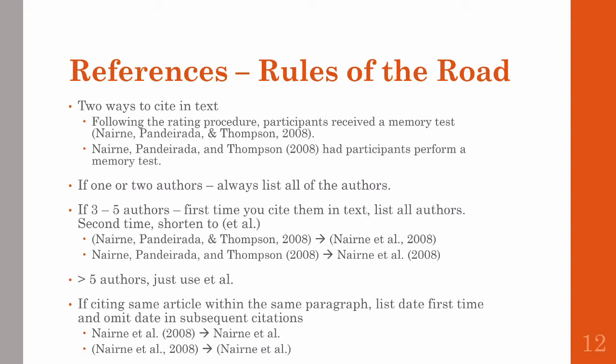If the paper you're citing has 6 or more authors, you just go straight into using et al. One last note about citations in text: if you are using the same citation within the same paragraph, you only put the date on the first one, and then all subsequent citations within that same paragraph, you would just omit the publication date. Then in the next paragraph, you would go back to using the date in your citations.